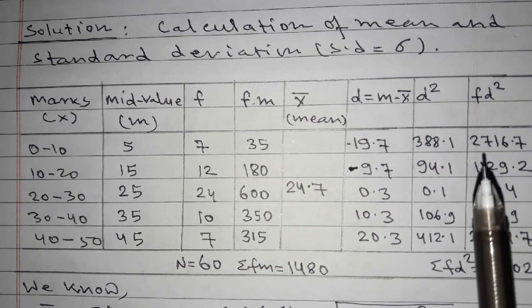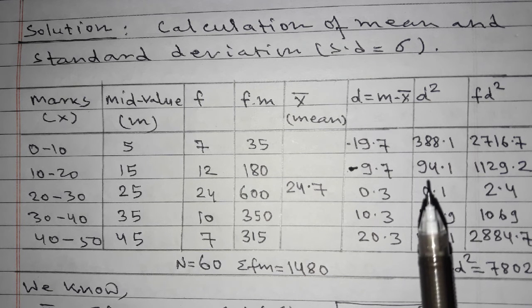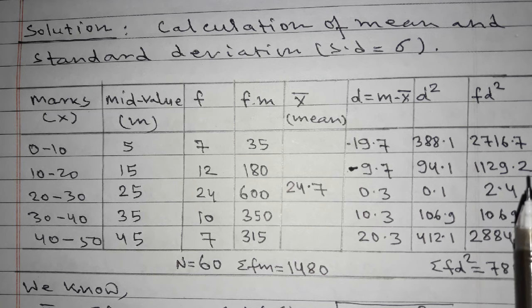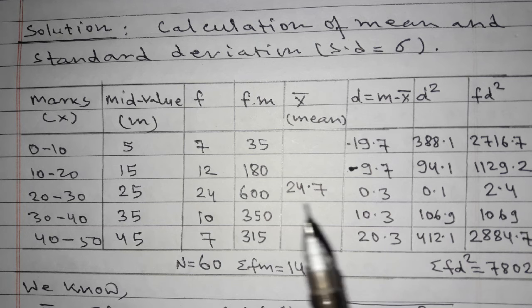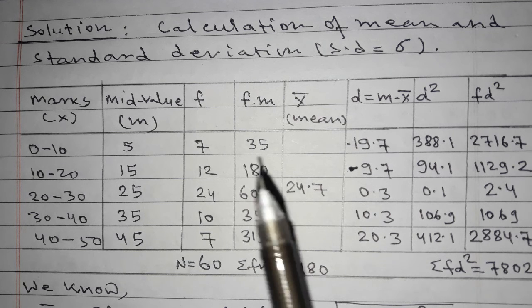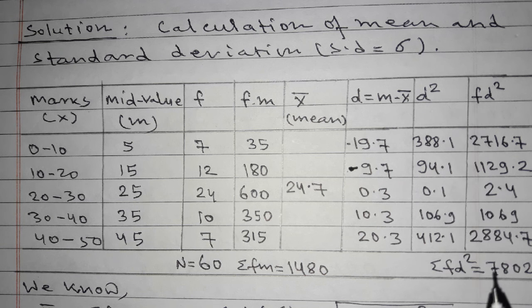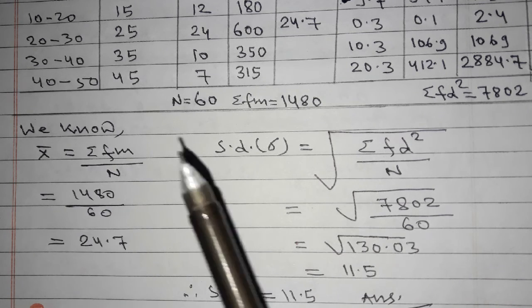7 into 388.1, 2716.7. 12 into 94.1, we get 1129.2. 24 into 0.1, we get 2.4. 10 into 106.9, we get 1069. 7 into 412.1, we get 2884.7. So we have got the value of the product of frequency and D square. Now we have to take the sum of FD square. That means summation FD square is equal to 7802. Next we have to find out the value of mean and the standard deviation.